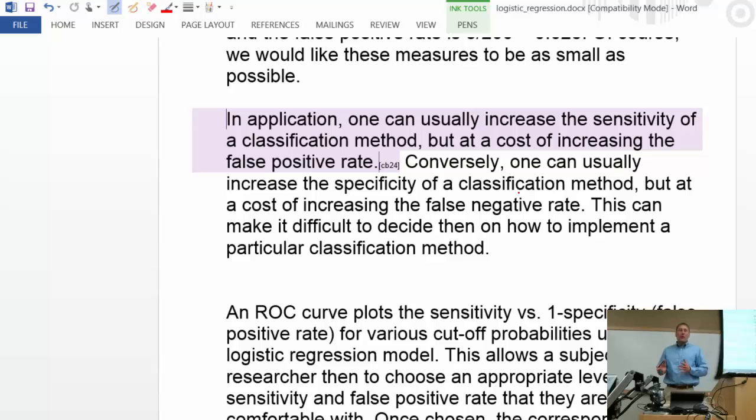Conversely, you might be very concerned about the specificity of a classification method, and so you want to increase that. Well, you can change your cutoff probability to try to do that. But when you do that, that will decrease the sensitivity. And so it's kind of a give and take. What values of sensitivity, what values of specificity do you want, or what values can you live with as well.